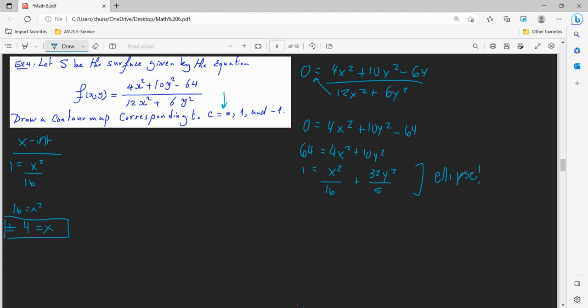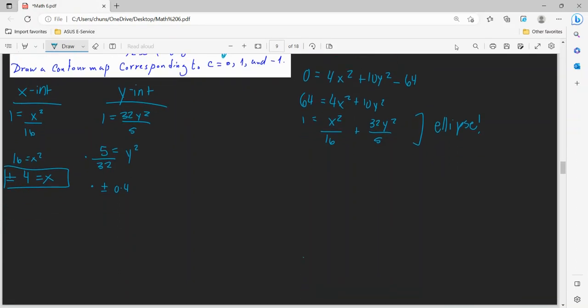Right, so there's our first intercept. If we do our y-intercept, we are setting x equal to 0, so this is equal to 32y squared, 5 equals 5 over 32y squared. Okay, and let's take the square root of 5 over 32. This is about positive or negative 0.4.